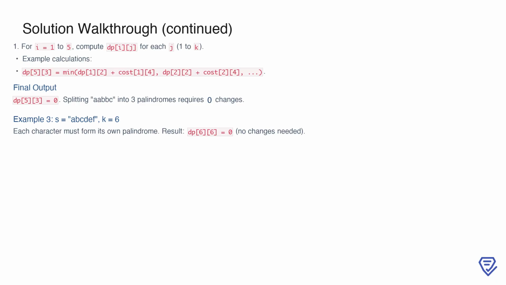Finally, consider the case where s equals "ABCDF" and k equals 6. Here, each character must form its own palindrome, and since single characters are already palindromes, no changes are required. Therefore, dp[6][6] equals 0. This demonstrates how the algorithm efficiently computes the minimum changes required for different configurations of palindromic partitions, using dynamic programming and pre-computed costs to achieve optimal results.